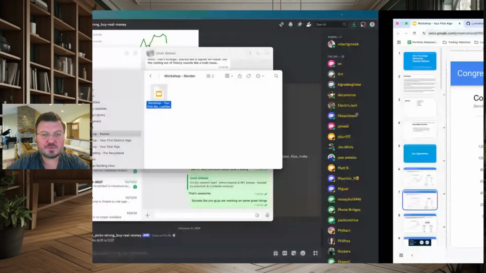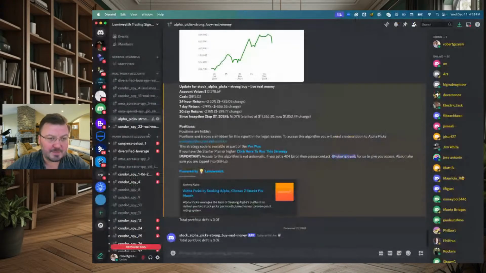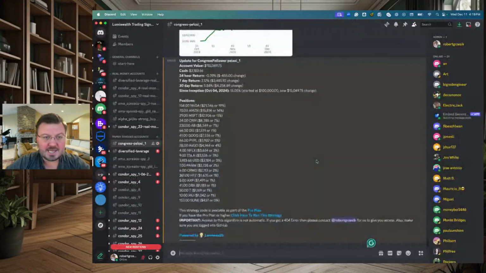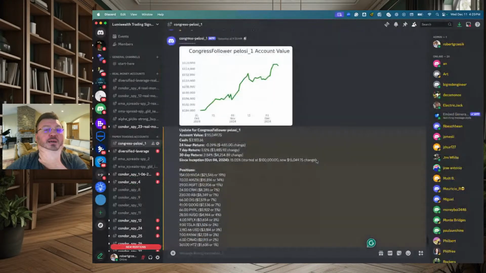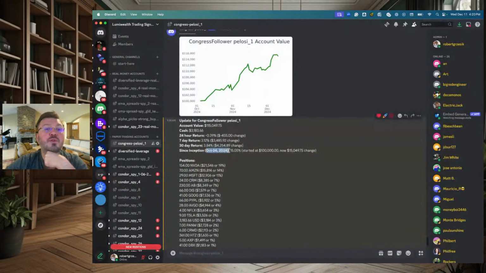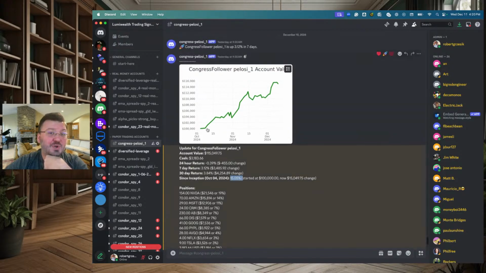We've also been running this for some time. So here is that Pelosi bot. This is actually running this bot, and we've been running it since October 4th of 2024, which was, what, 2 months ago? Over 2 months, it's up already 15%. Quite a nice return. You can see here, pretty much straight up and to the right. Fantastic. Nancy Pelosi is definitely a good stock picker.